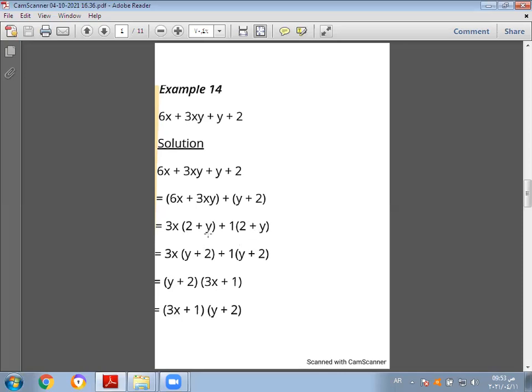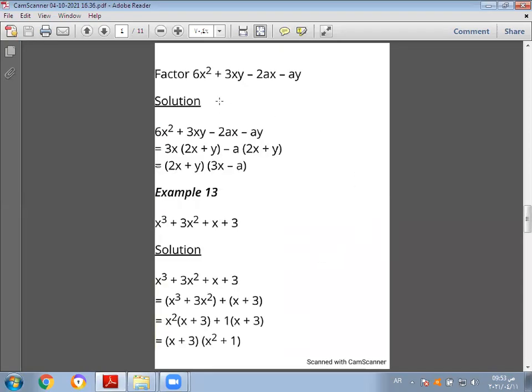So we take the common bracket, (2 + y). If we take this bracket from here, we find the remainder will be 3x. If we take 2 + y from here, we find the remainder is 1. So the factorization will be (y + 2)(3x + 1). Okay.